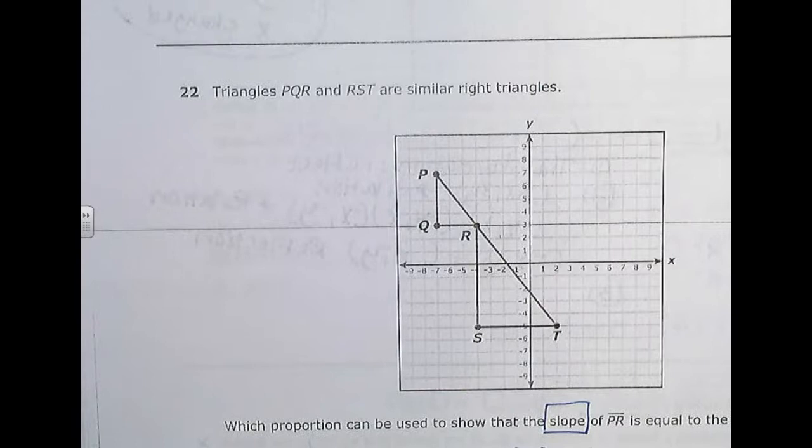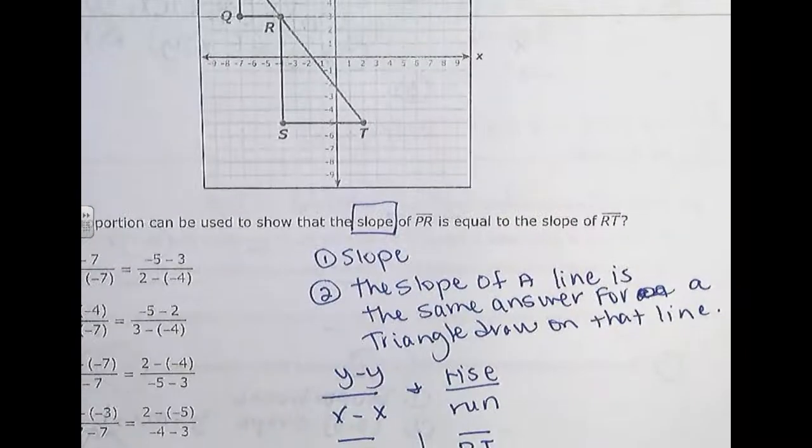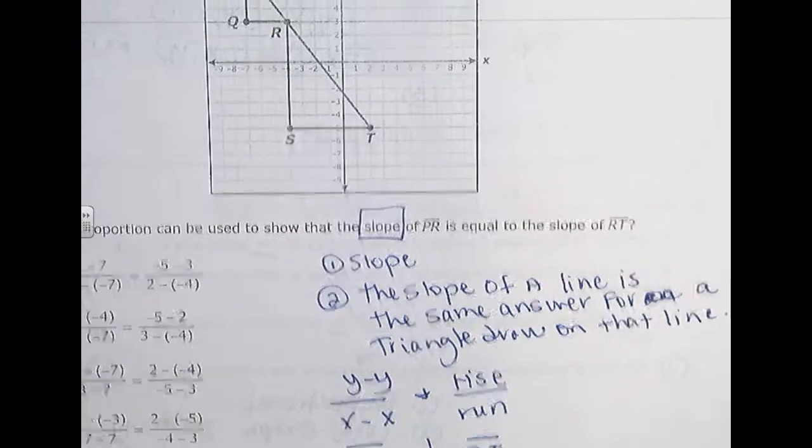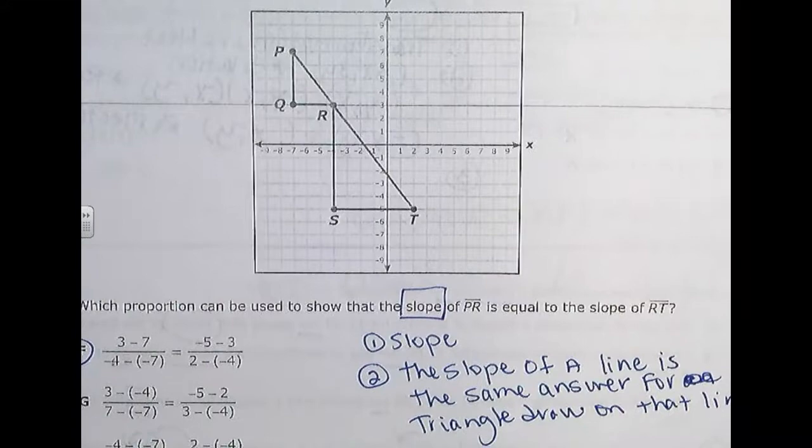The triangles PQR and RST are similar right triangles. Yay, similar. Now the question is, which proportion can be used to find this slope? Now I wrote my 1, 2, 3s here, and I'm working on that right now. Number 1, I think slope's pretty good. I liked it. Number 2, what do you know about the slope of that line? That's a long time ago, but you should remember the slope is the same for that line. I don't care how many triangles you draw on that line, it's the same slope. That's why it says slope, not slopes.